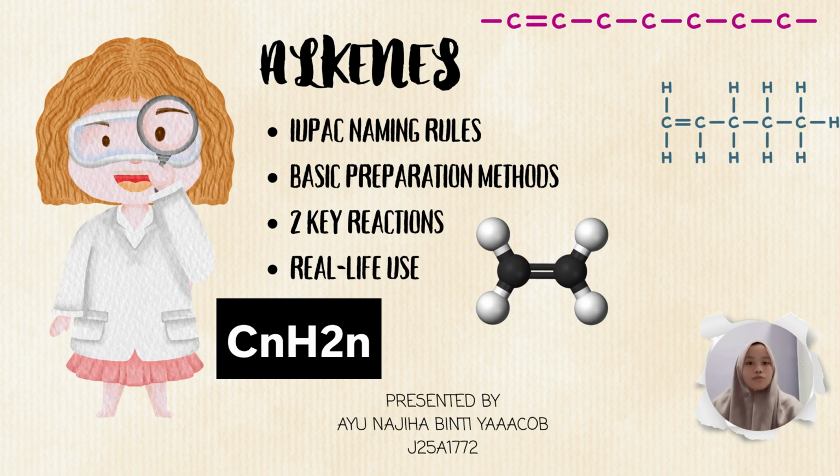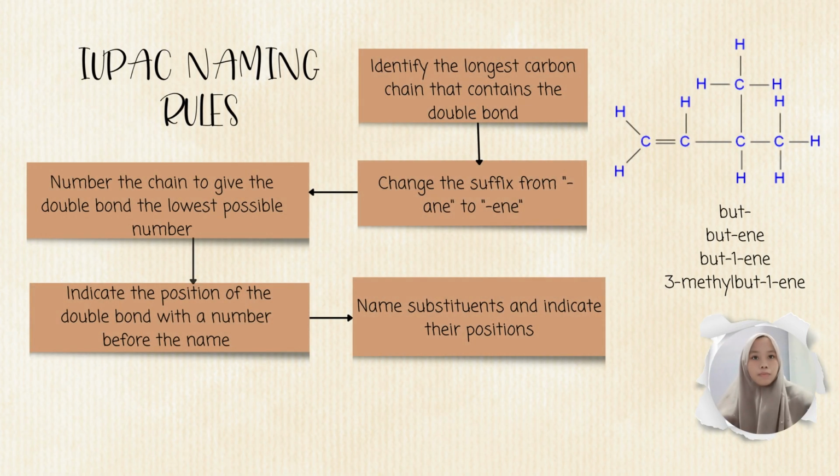Alkene is an unsaturated hydrocarbon. Let's look at the IUPAC naming rules for alkene. There are 5 simple steps to follow. First, identify the longest carbon chain that contains the double bond. This chain will be your main structure. Look at the structural formula. The longest chain with the double bond has 4 carbons, so the parent is butane.